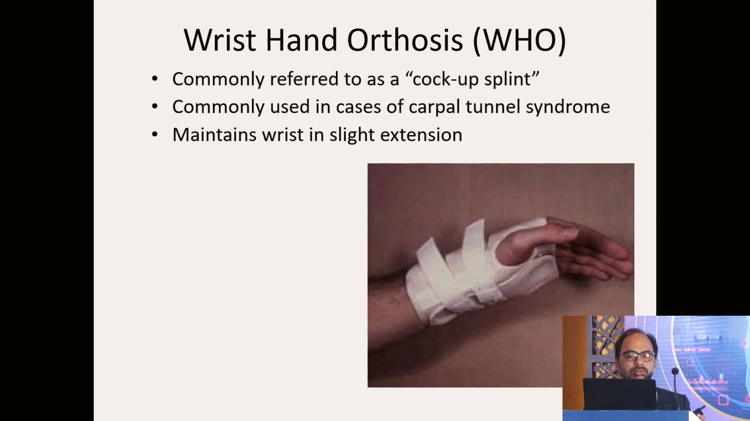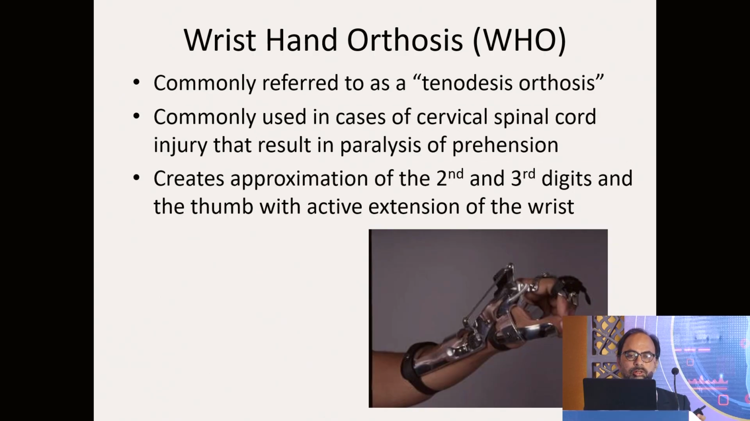Then wrist hand orthosis, usually we call it a cock-up splint. It is usually used in cases of carpal tunnel syndrome and maintains the wrist in slight extension. Then what we call either a tenodesis orthosis or a lively splint, we use in cervical spinal cord injury that results in paralysis of prehension, and it creates extension of the second and third digit and thumb with active extension of the wrist.